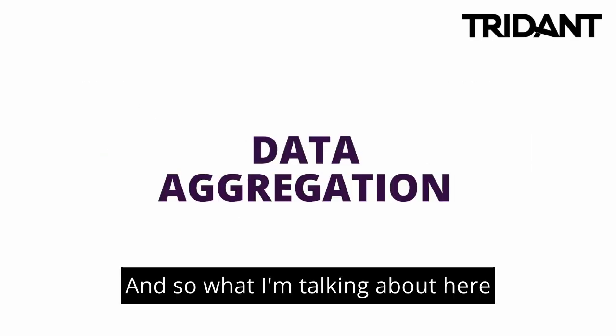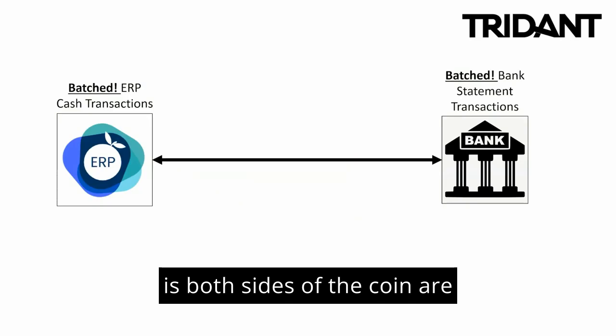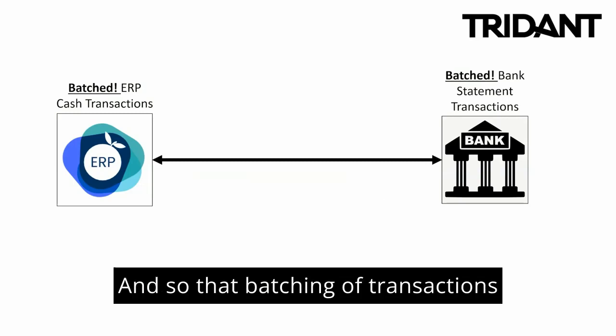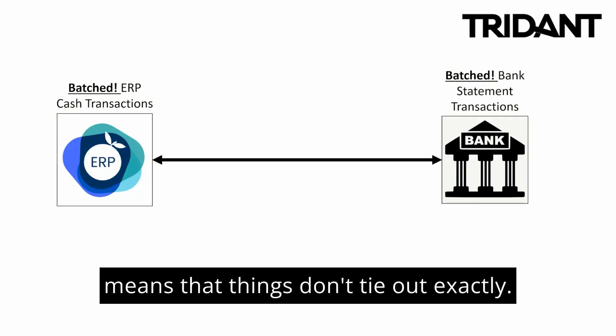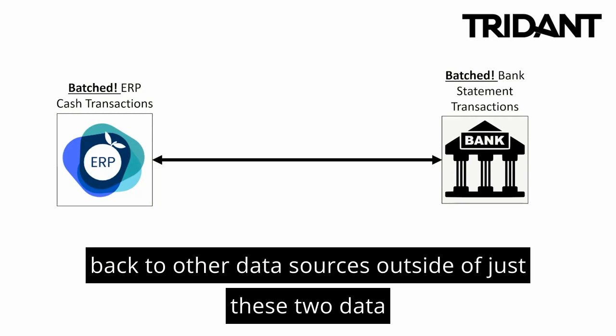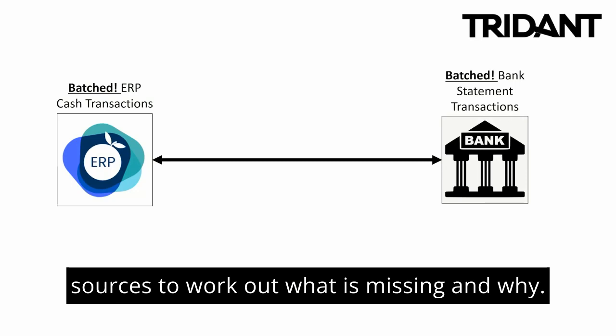What I'm talking about here is that both sides of the coin are probably having batch transactions to some degree. That batching of transactions means that things don't tie out exactly, and anytime things don't agree on summary, you've got to go back to other data sources outside of just these two to work out what is missing and why.